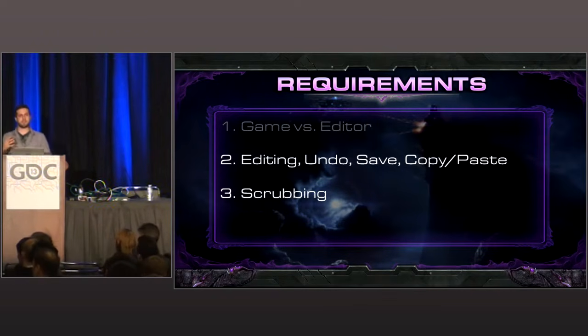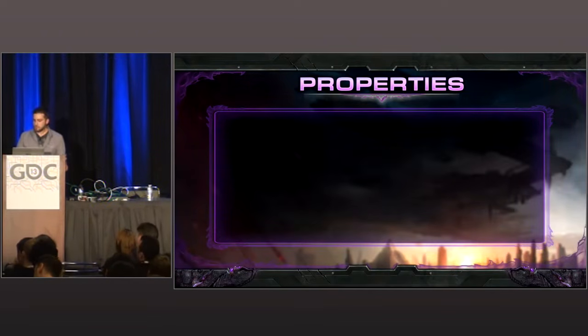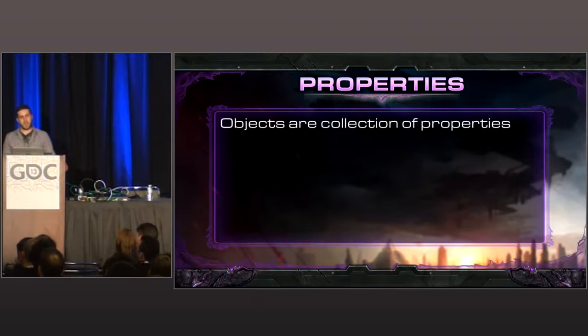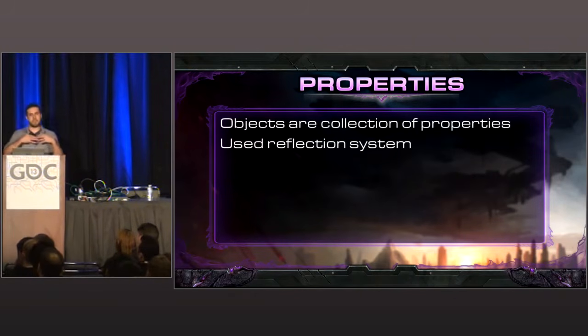All right, so now it's time to look at the main editing functionality. Objects are really just a collection of properties plus behavior, right? So we took that idea and made properties a first-class citizen. And we did that by using a reflection system. Every node really is nothing more than a collection of properties, and we use the reflection system to handle those properties.